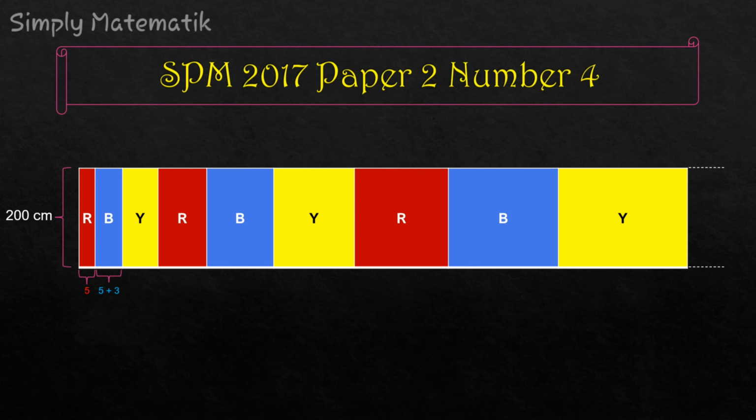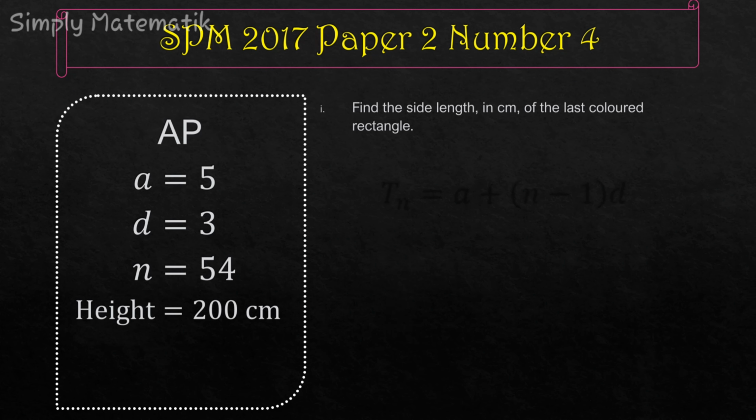For the length, the first one, which is red, is 5. The second one will increase by 3, which is 8. Then the third one, which is yellow, will increase another 3 to 11 and so on. So this is an arithmetic progression with A is 5, D is 3, we are given N is 54 and the height is 200 centimeter.